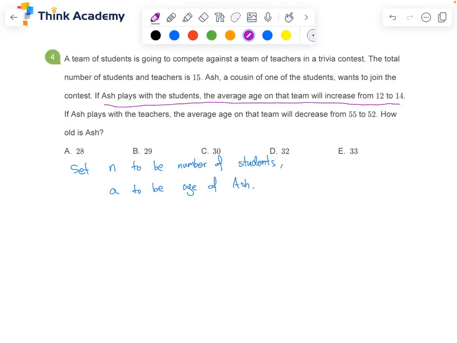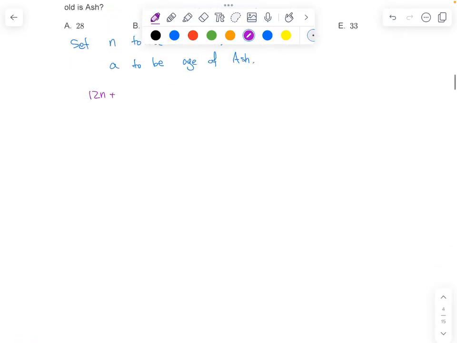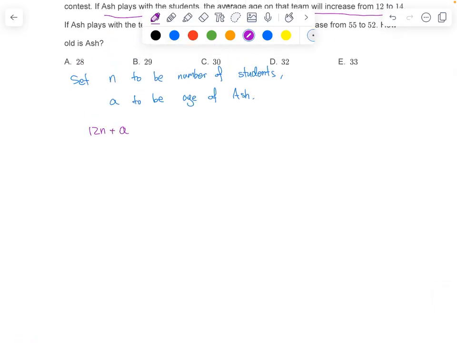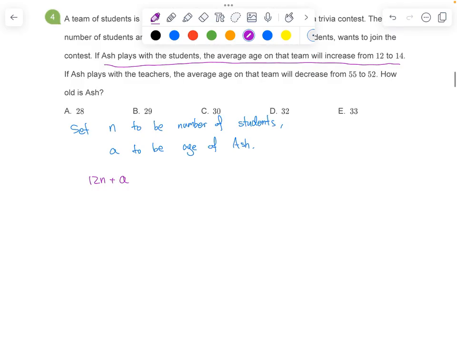Considering students, it would give us 12N plus A, which is the sum of the age of students, and Ash would just be 14 times N plus 1. This is the purple condition. Okay, we also have another condition.